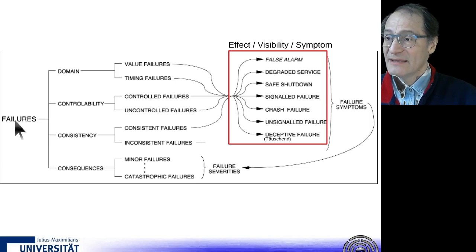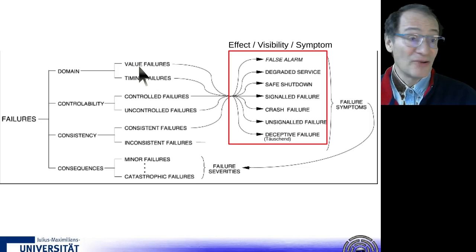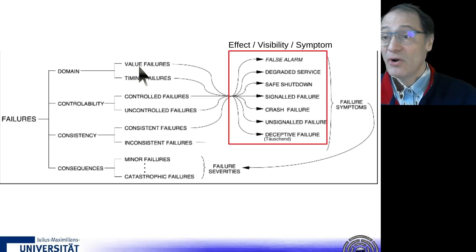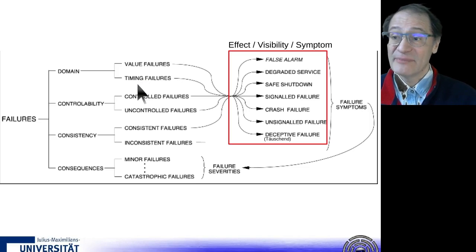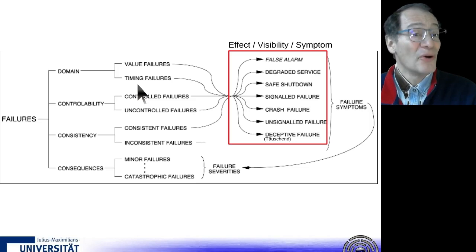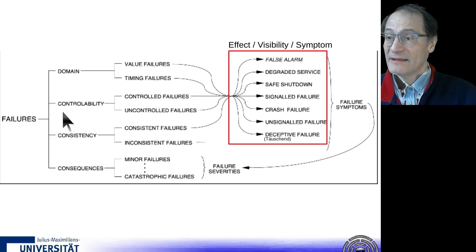Then we have the domain. Where can it be? It can be a value domain: the system produces wrong data. Or it can be a timing failure: it produces the right data, but too late, or too early, or too different or unexpected.